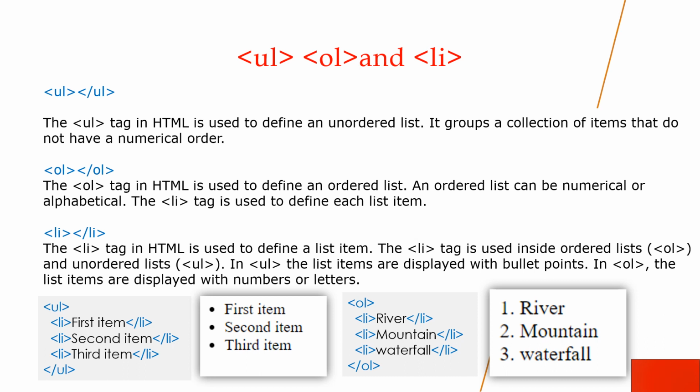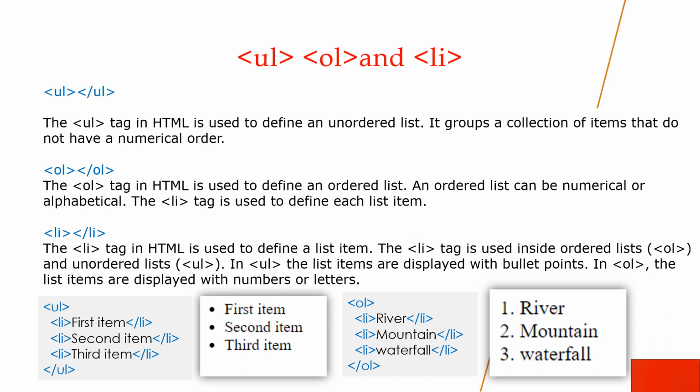UL, OL and LI tags. The UL tag in HTML is used to define an unordered list. It groups a collection of items that do not have a numerical order. When changing the order of list items, the meaning does not change.